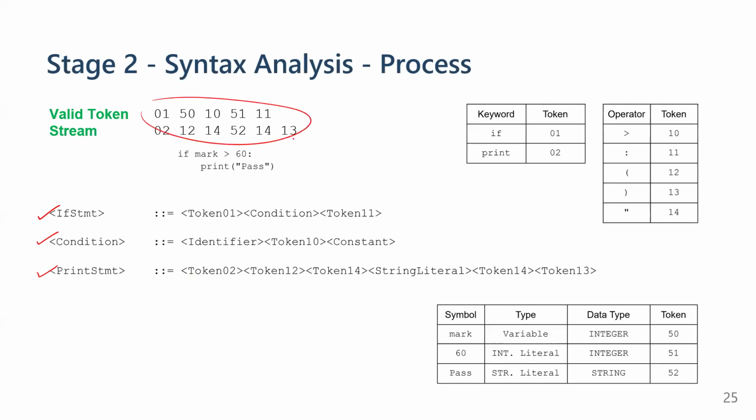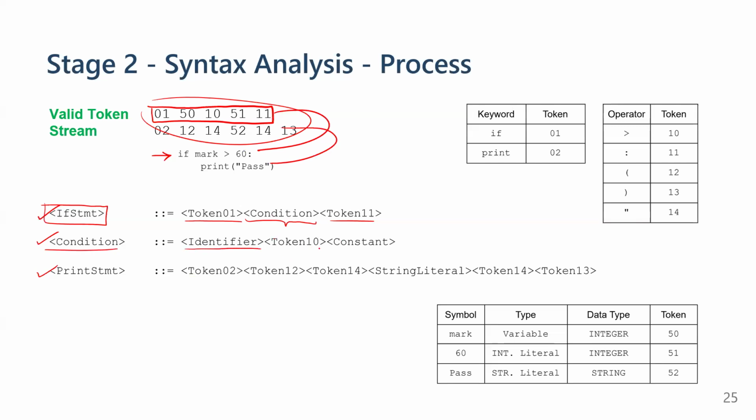Now, each line of this token stream represents each line of the respective Python program, right? If you take this first line, which represents the if condition, we can cross-check the token stream to see if it matches the if statement BNF. So look at this, guys. The if statement BNF says that for an if statement to be valid, there must be a token, specifically token number 1, and there must be a condition in the middle, followed by token number 11. And then what is a condition? A condition is defined here as an identifier followed by token 10 and a constant. Let's see if this is correct. The if statement begins with token number 1, which is what is stated in the if statement BNF.